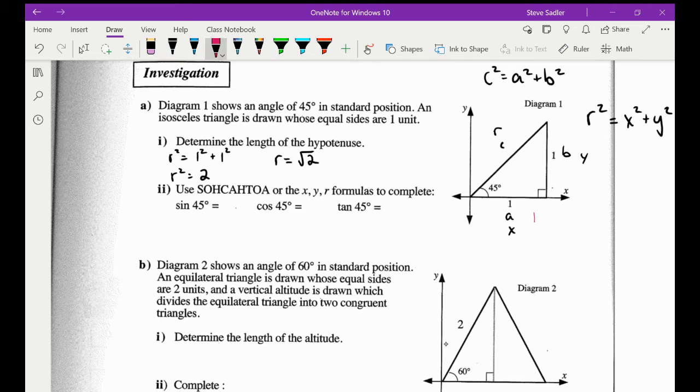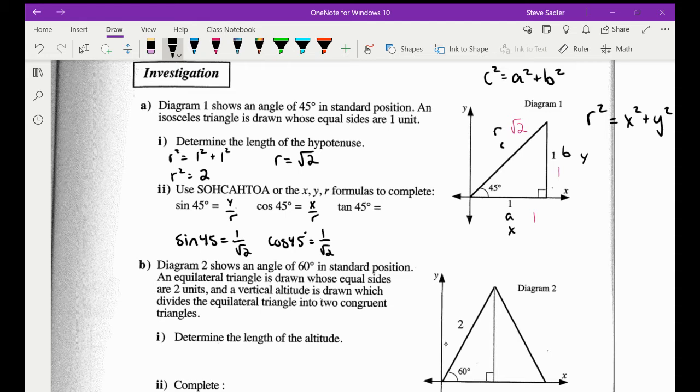So if this is 1, and that's root 2, then we know sine of 45, which is y over r, is going to equal 1 over root 2. Cos is x over r. So cos of 45 will be 1 over root 2.